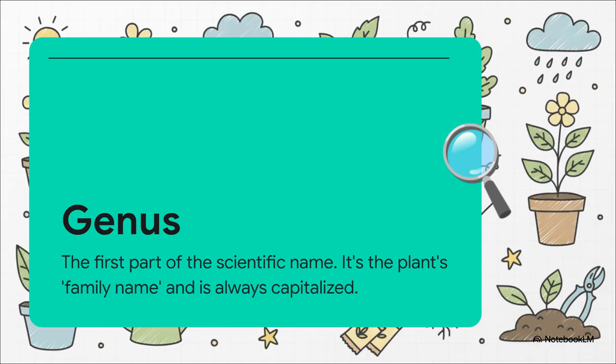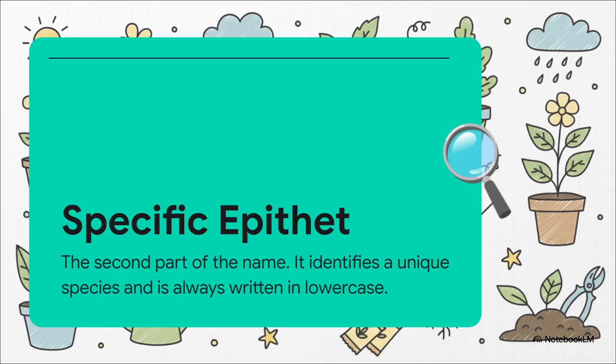The very first word you'll see is the genus. It's always capitalized, always italicized. The easiest way to think about it is like a plant's family name, its last name. It tells you the group of closely related plants it belongs to. And right after that, you get the second word. That's the specific epithet. This part is always lowercase and still italicized. So if the genus is the last name, this is basically the plant's first name. It pinpoints the unique species within that bigger family.